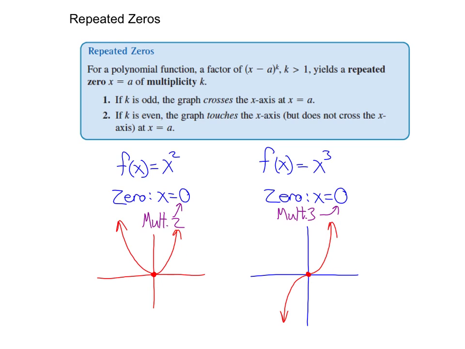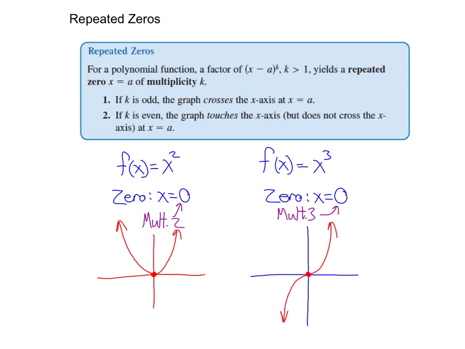Think about your cubic parent function. 0 is also the zero here, but it has a multiplicity of 3. And again, like we mentioned when we were going over that homework, notice it comes up to the 0, levels off a little bit, and then continues to go up. So that's what happens when you have a multiplicity of 3.